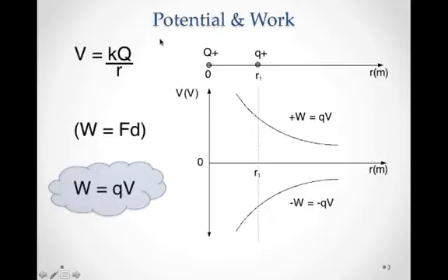So let's start off by talking about potential and work and the relationship between those two. Here's our system. We have a positive charge here, and then we have a test charge right here. The potential out here at location R1 is given by our potential equation, which is equal to K times Q over R. So you can see as the distance gets further and further away from Q, the potential dies down and follows this curve.